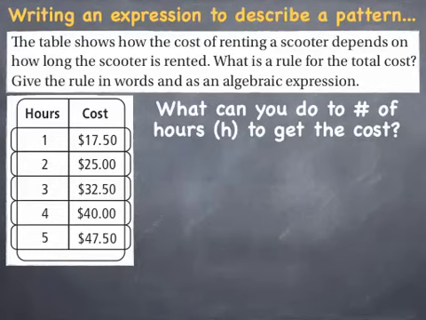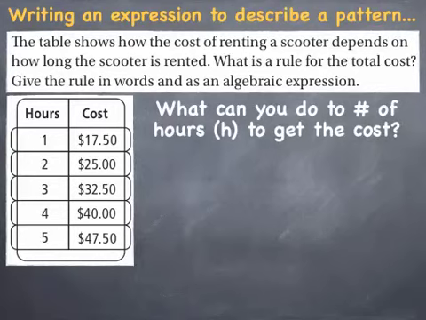So if you look at the table, we're looking at the first column. Under hours, we have 1, 2, 3, 4, 5. What can we do to those numbers to get the corresponding cost? So what can we do to 1 to get $17.50? What can we do to 2, and it's the same thing? What can we do to 2 to get 25? What could we do to 3 to get $32.50, and so on?